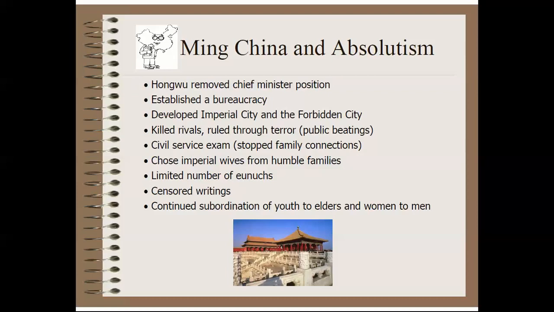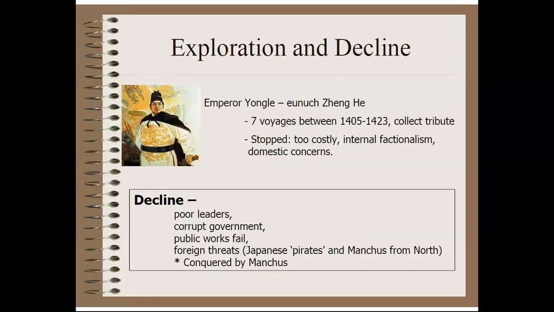He'll choose imperial wives from humble families. He'll limit the number of eunuchs. Remember, a lot of the eunuchs had caused Chinese rebellions before. He will censor writings, and he'll continue the subordination of youth to elders and women to men.